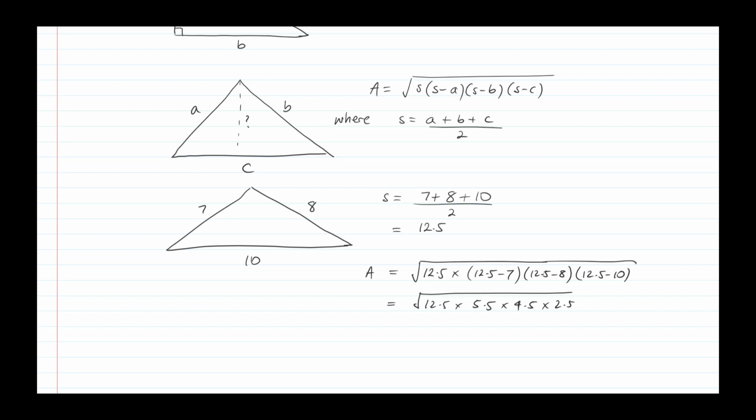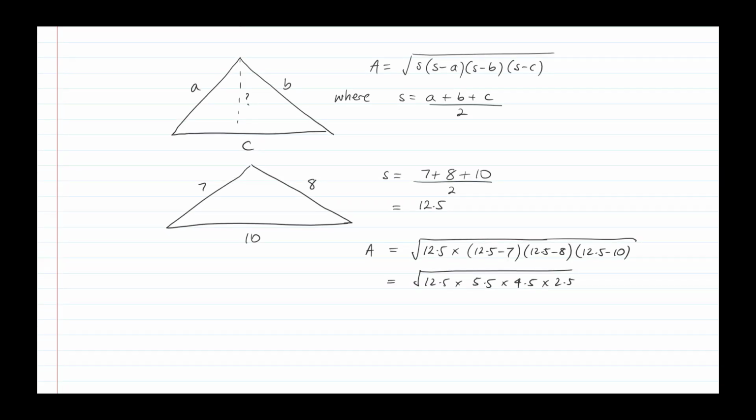times 2.5, which is 773.4375, and then I'm going to take a square root of that. Square root 773.4375, and I get 27.81074443, which is 27.81. And I don't know my units, so 27.81.